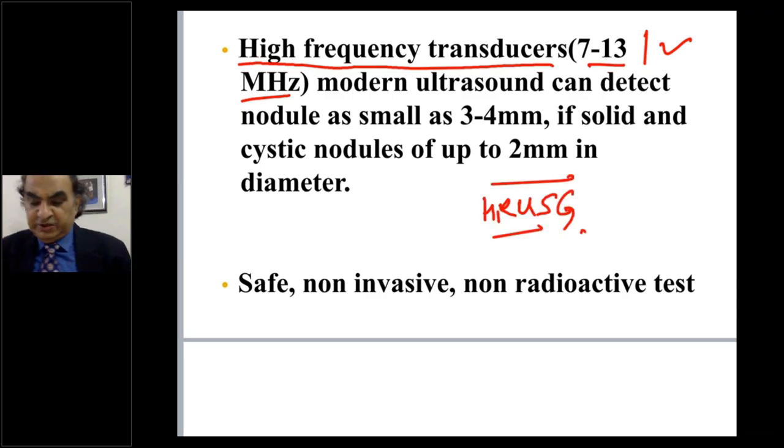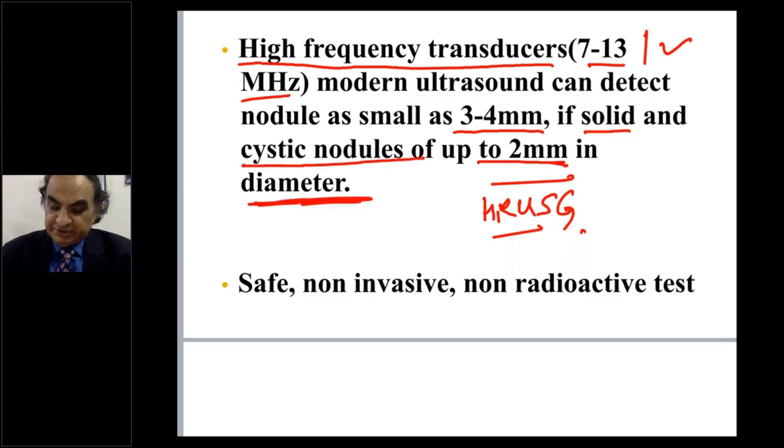Now, modern ultrasound can detect nodules as small as 3 to 5 mm, and that is what has caused a lot of confusion also, because lots of incidentalomas and microcarcinomas are picked up, which may not actually need any definitive surgery, but they raise the level of anxiety in the patient. It can pick up if it is heteroechoic or hypoechoic in up to 2 millimeters in diameter. So high resolution ultrasound is a modality of choice in imaging.